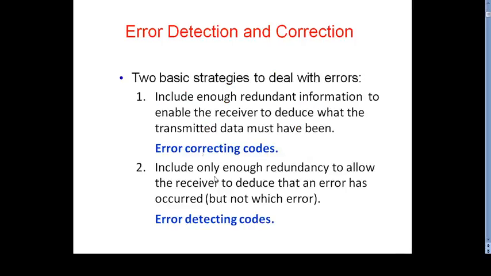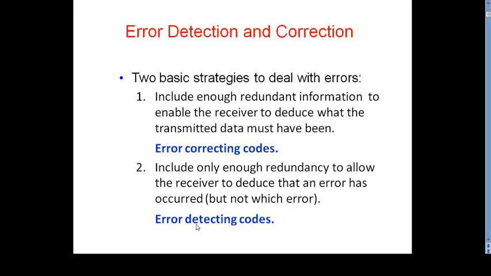There are 2 basic strategies to deal with errors. First, include enough redundant information to enable the receiver to deduce what the transmitted data must have been. That is nothing but error correcting codes. The second basic strategy is to include only enough redundancy to allow the receiver to deduce that an error has occurred, but not which error. That is called error detecting codes.